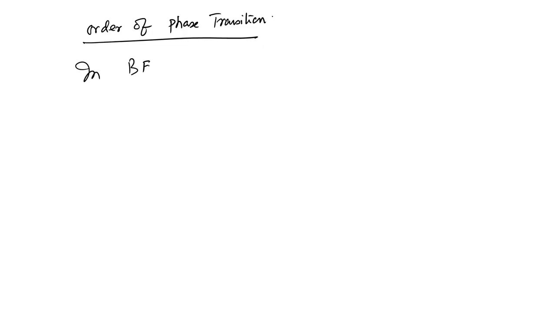Now, here in BEC, the CV, or the specific heat, is continuous, but dCV/dT is discontinuous.